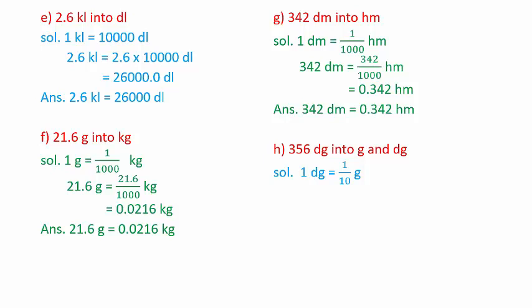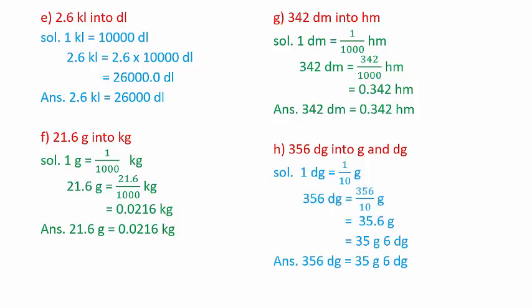The operation will be division. So 356 decigram equals 356 by 10 gram. That is equal to 35.6 gram. Or we can write it as 35 gram 6 decigram. So the answer is 356 decigram equals 35 gram 6 decigram. So these are the questions, children, which we have completed of our My Practice Time 1.